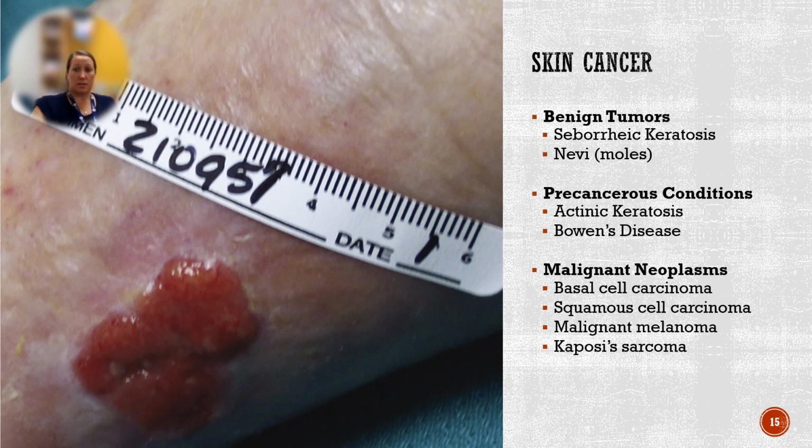Squamous cell carcinoma is the second most common skin cancer in Caucasians, usually arising in sun-damaged skin, such as on the rim of the ear, the face, the lips, and mouth. It is a tumor of the epidermal keratinocytes and rarely occurs in dark-skinned people. Malignant melanoma is a neoplasm of the skin originating from melanocytes, or cells that synthesize the pigment melanin.